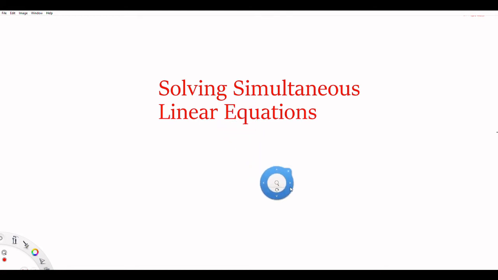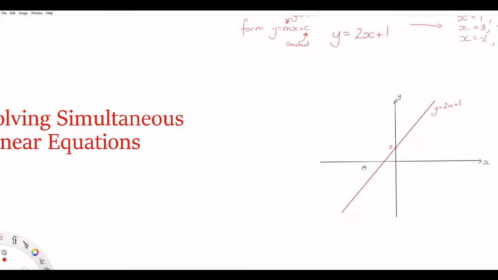Today we are solving simultaneous linear equations. So what we're going to do today is have a little look back on what is a linear equation, then look at what it means to solve it, and then look at what the methods are. So we're going to look at the elimination method, and I'm going to show you a few nuances with that too. So let's get on with it.